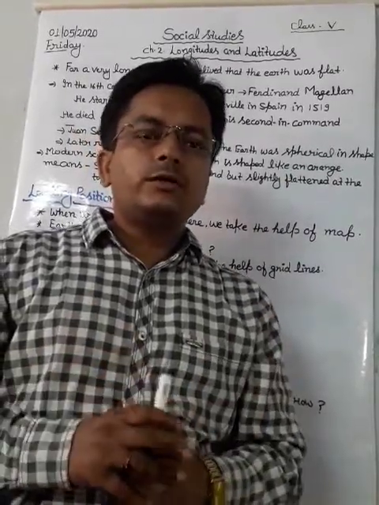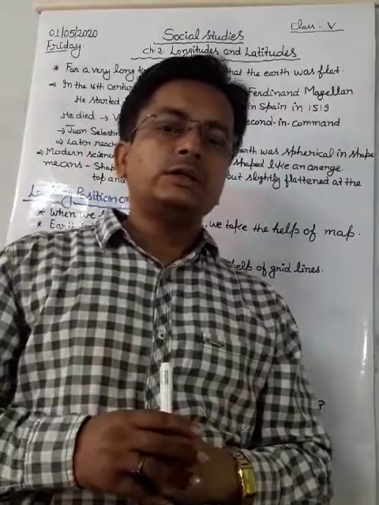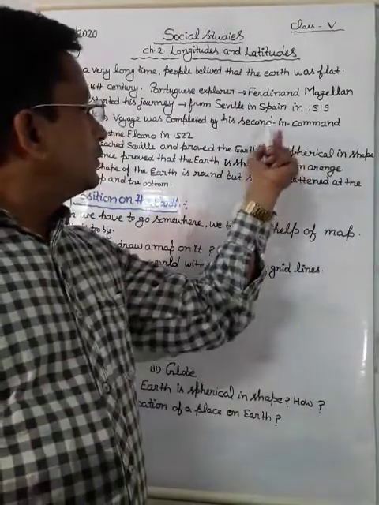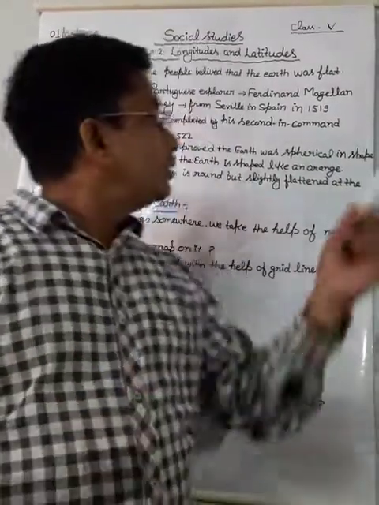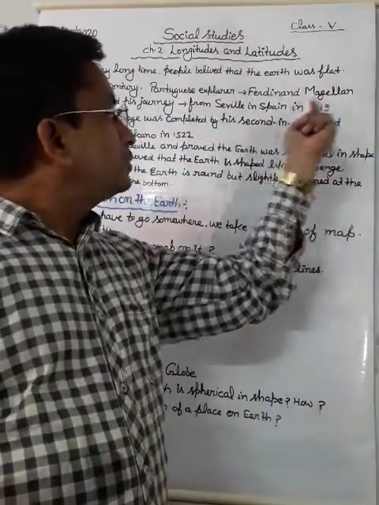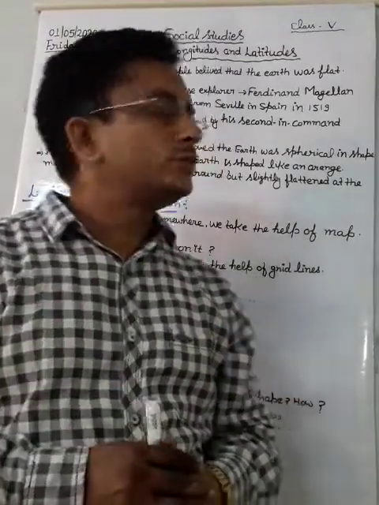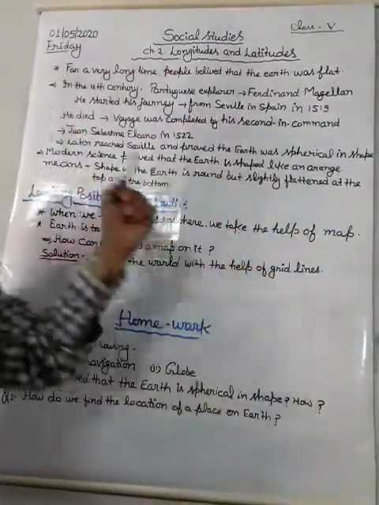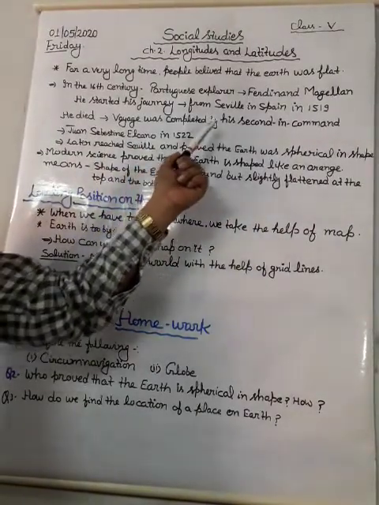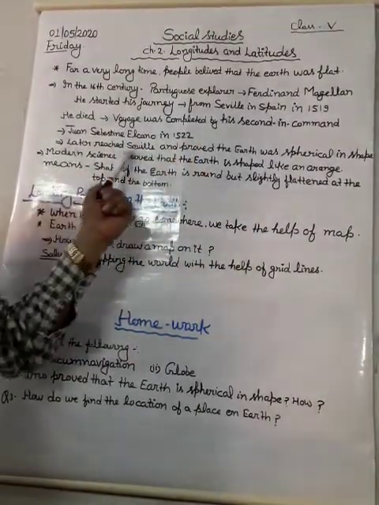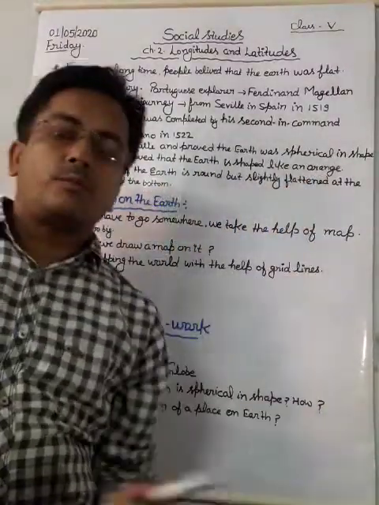1522 was the year when this voyage was completed by his second in command, because Ferdinand Magellan, who started this voyage, unfortunately died. But Juan Sebastian Elcano in 1522 completed the mission, later reached Seville and proved the earth was spherical in shape.